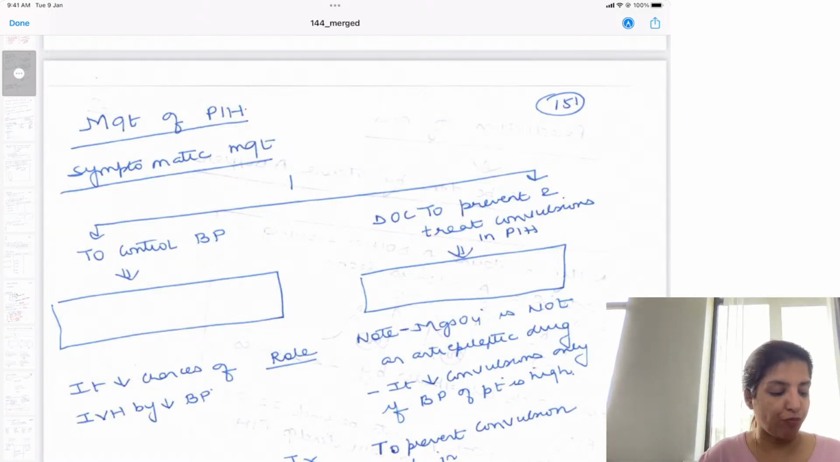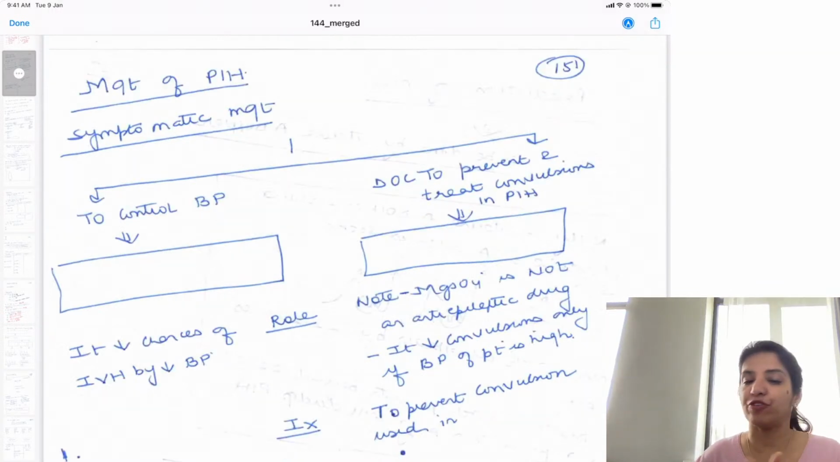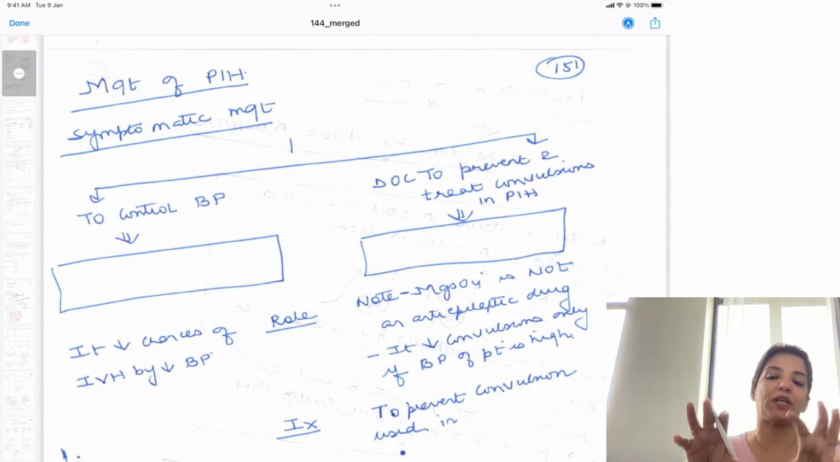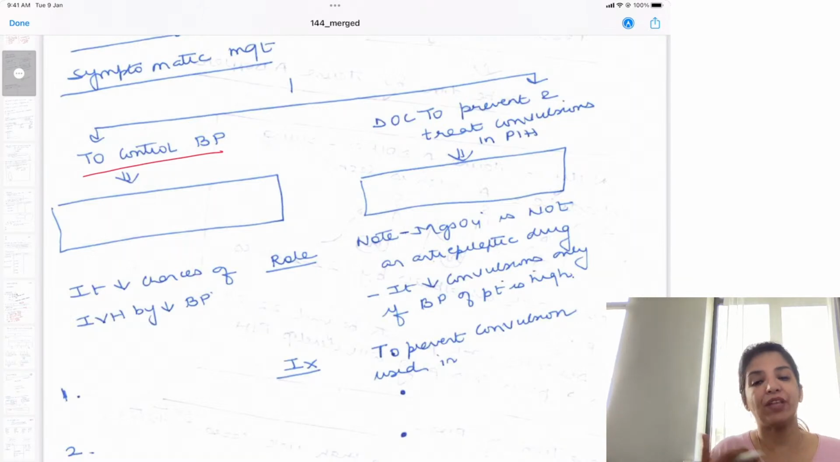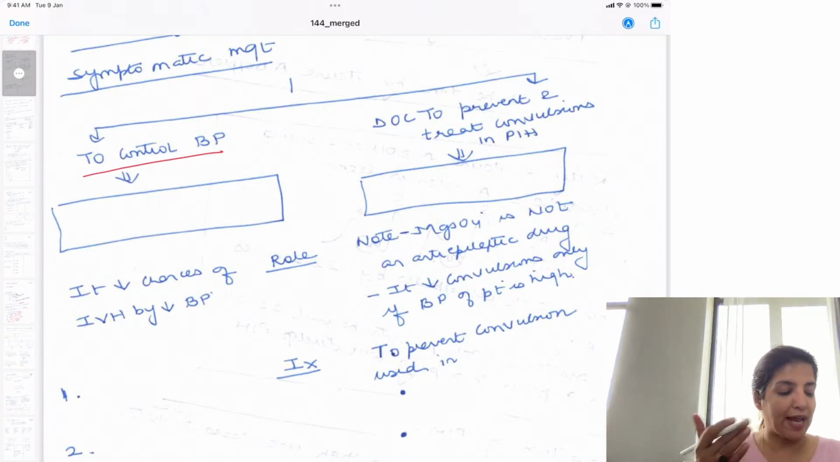Now in management of PIH, we have symptomatic management and definitive management. Definitive management, as I told you, is always termination of pregnancy. Now I'm going to tell you what symptomatic management of PIH is. In symptomatic management there are two symptoms which we have to treat. One symptom is I have to treat her high BP. And the other symptom is I have to give a drug which can prevent as well as treat convulsions in PIH.